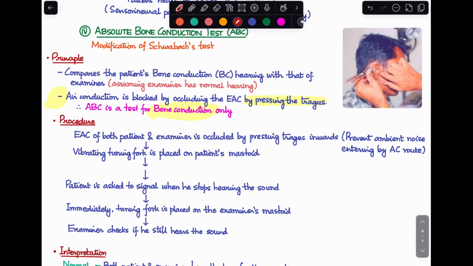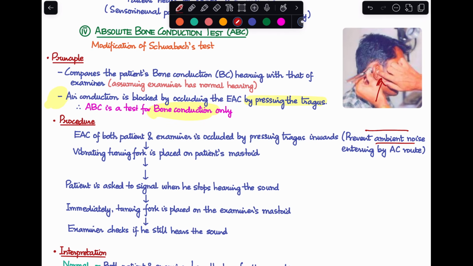So, absolute bone conduction is a test where we are checking only bone conduction. So, what will we do? Here, the external auditory canal of both the patient as well as the examiner needs to be occluded. How do you do this? We'll do this by pressing the tragus inwards. What will this do? This will block all the environmental ambient noise to enter via the air conduction route.